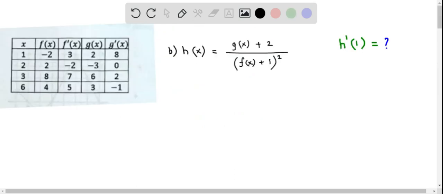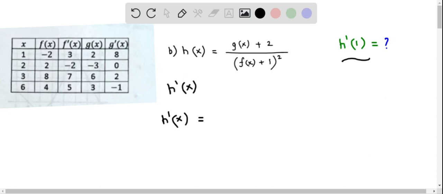Let's answer part B. Here we have this function h of x equals g of x plus 2 over f of x plus 1 quantity squared, and we have to determine h prime of 1. So first we have to find h prime of x. We can find this by differentiating h of x. So let's find the derivative of h of x, and this equals h prime of x.